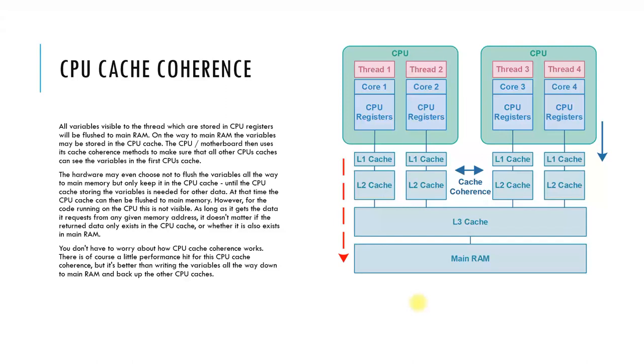However, for the code running on the CPU, this is not visible. As long as it gets the data it requests from any given memory address, it doesn't matter if the returned data only exists in the CPU cache or whether it also exists in the RAM. You don't have to worry about CPU cache coherence loss. There is of course a little performance hit from CPU cache coherence, but it's better than writing the variable directly to the RAM.